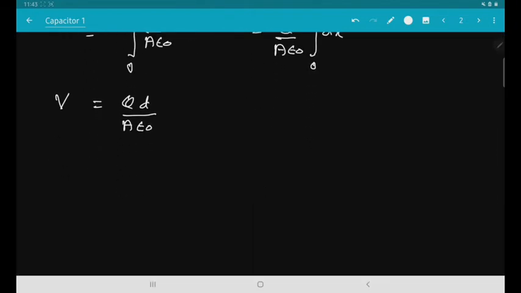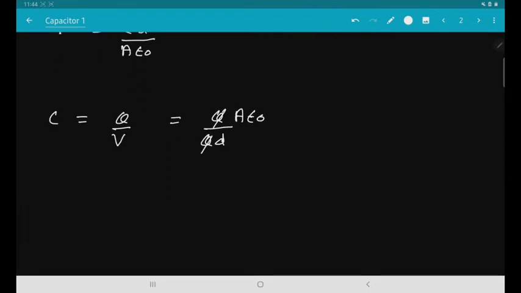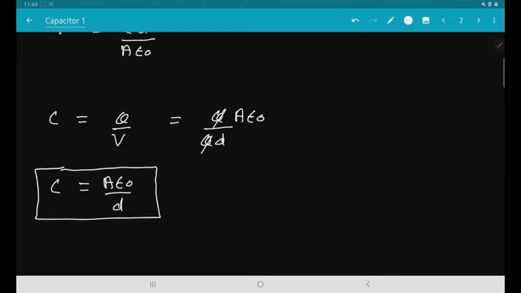So now we can find the capacitance. Capacitance will be equal to Q divided by V. V is Qd divided by A epsilon naught, so it will go in the numerator. We can cancel this Q and we will get capacitance equal to A epsilon naught divided by d. This will be the capacitance of the parallel plate capacitor.